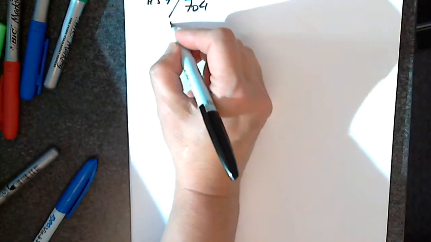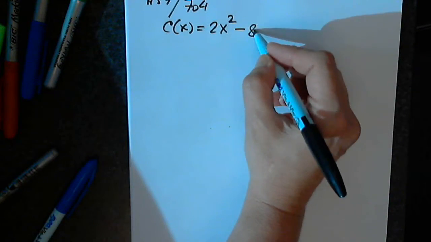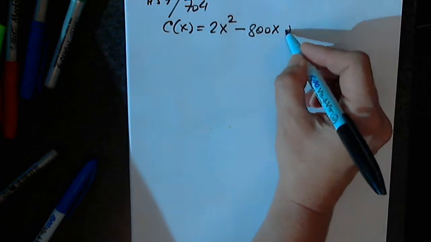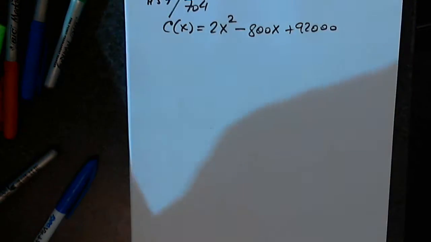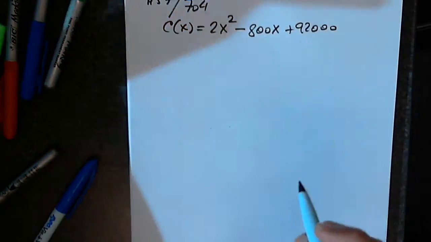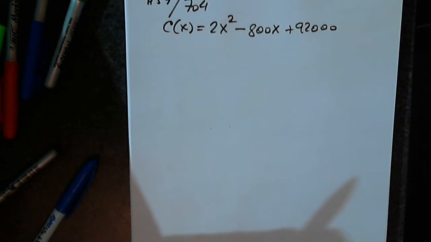The cost C in dollars of manufacturing x bicycles is given by the function C of x equals 2x squared minus 800x plus 92,000. This is the cost function. Can anyone tell us what type of function this is? Of course, that's what we are talking about. It must be quadratic. Here are the questions. Find the number of bicycles that must be manufactured to minimize the cost.